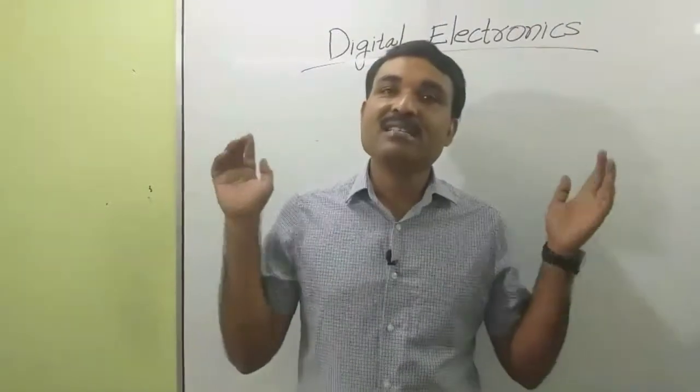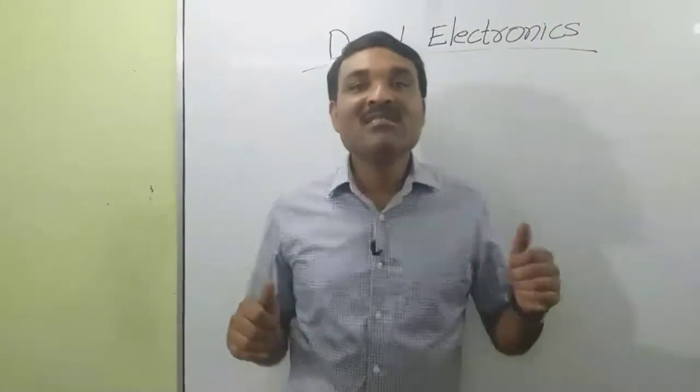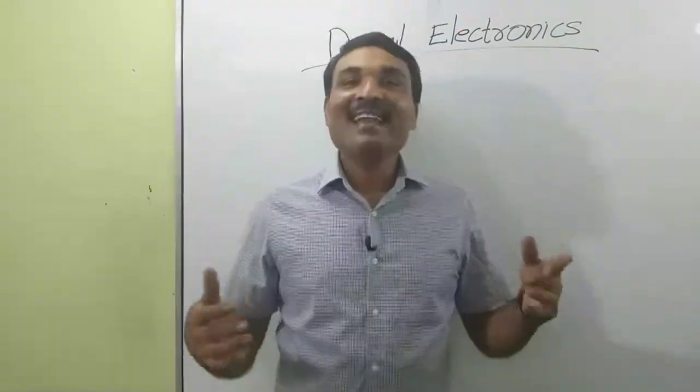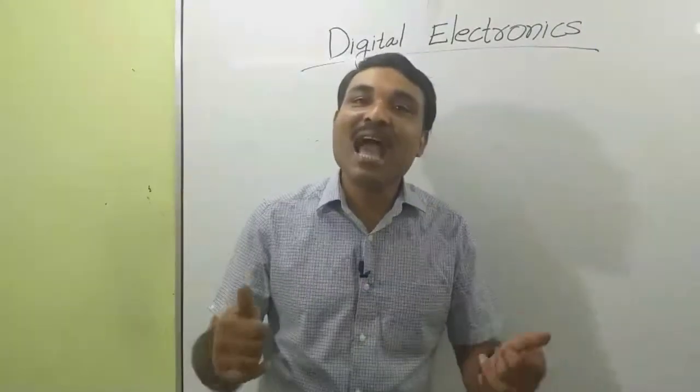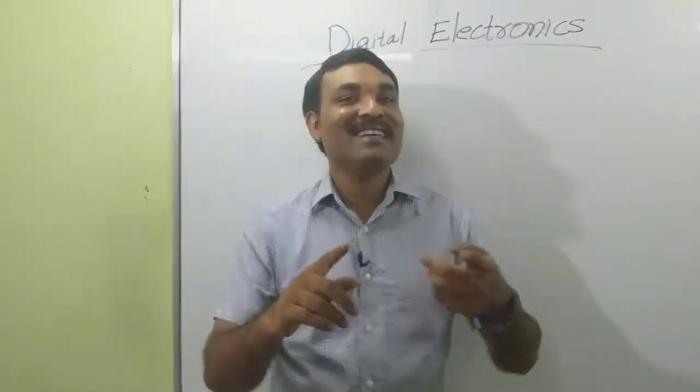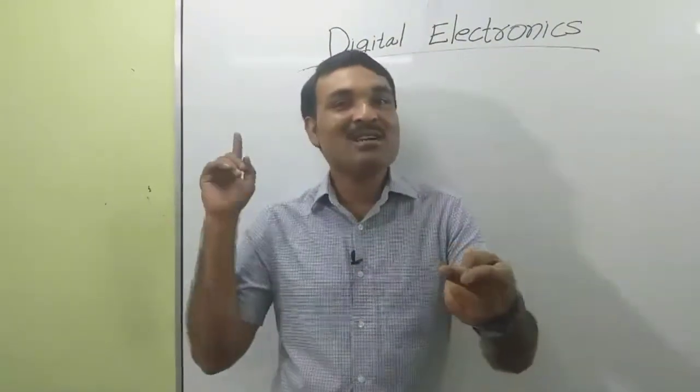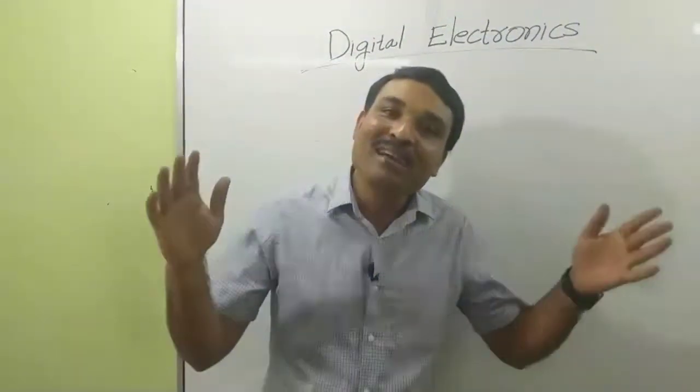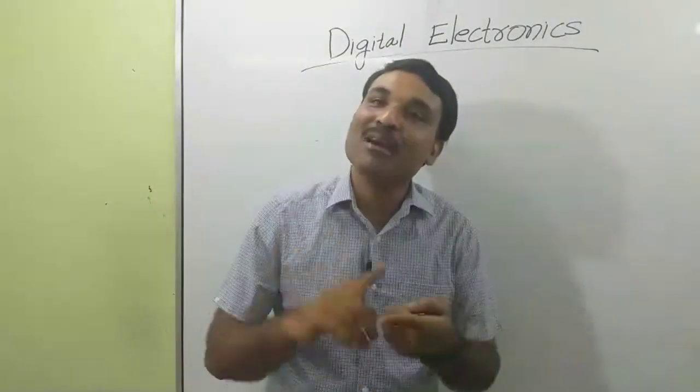We are going to discuss digital electronics. First we start with logic gates. Then we will discuss the axioms and laws of Boolean algebra, and theorems of Boolean algebra such as the transposition theorem, consensus theorem and De Morgan's law. Okay, let's just start one by one.